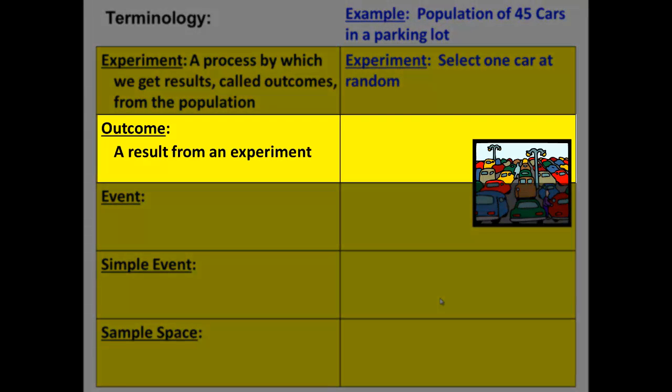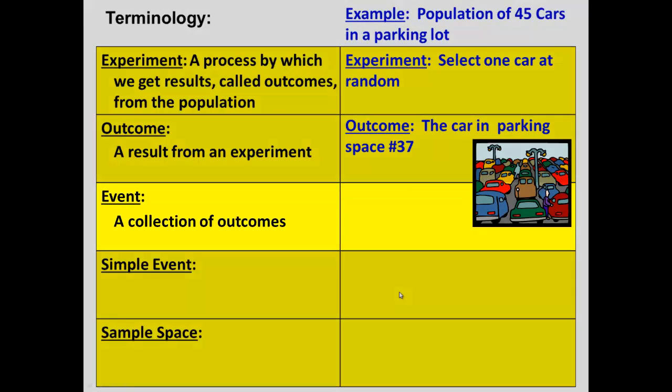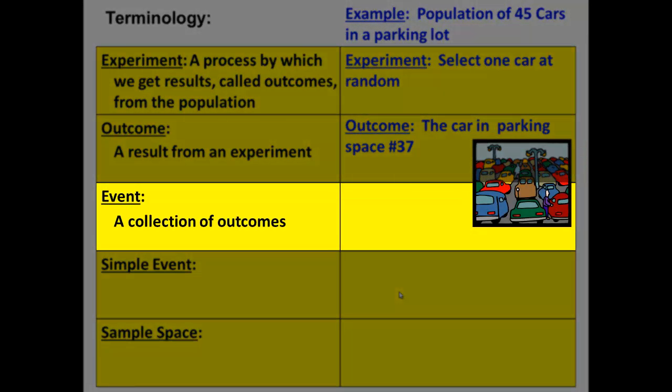Next, outcome. An outcome is a result from an experiment. From the experiment, our outcome is a particular car, that particular car that we selected at random. For example, the car in parking space number 37. An event is a collection of outcomes.